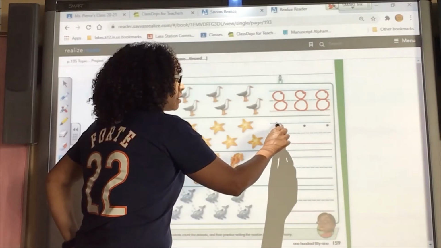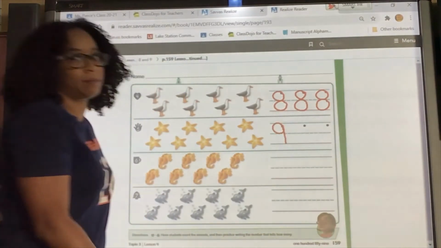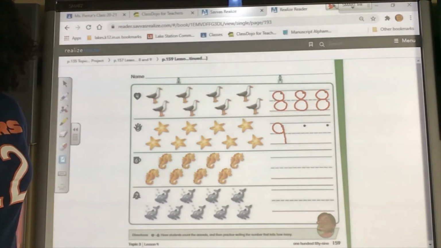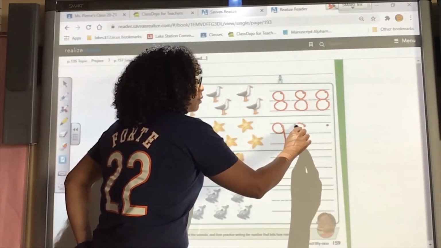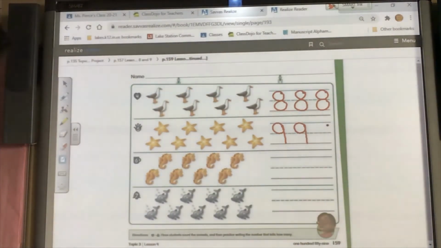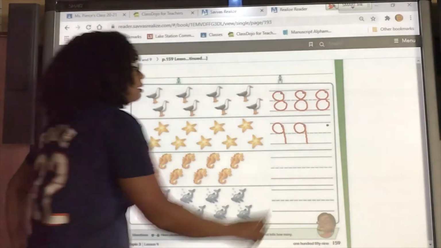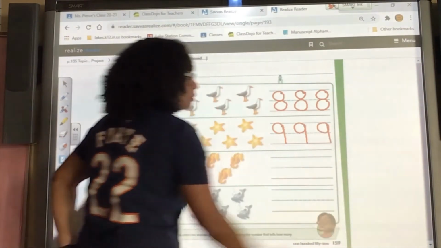Start at the top, come around like the lowercase a, and then all the way down to the bottom. Let's do it again. Start at the top, come around like the lowercase a, and then come all the way straight down to the bottom. One more. Come around, connect, and then straight down to the bottom.